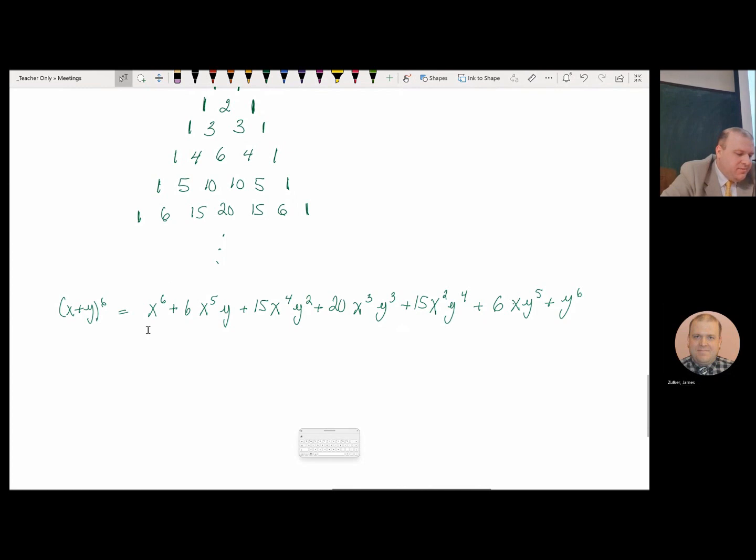There you go. x starts with the highest power, so whatever it's being raised to, that's what x starts at. y starts at 0. For each term, subtract 1 from x, add 1 to y. And you just keep doing that until you're left with y to that power, which in this case was 6. Then your coefficients, you just go down to the proper row. In this case, it's to the 6th power, so we go to row 6, and it's just that order.